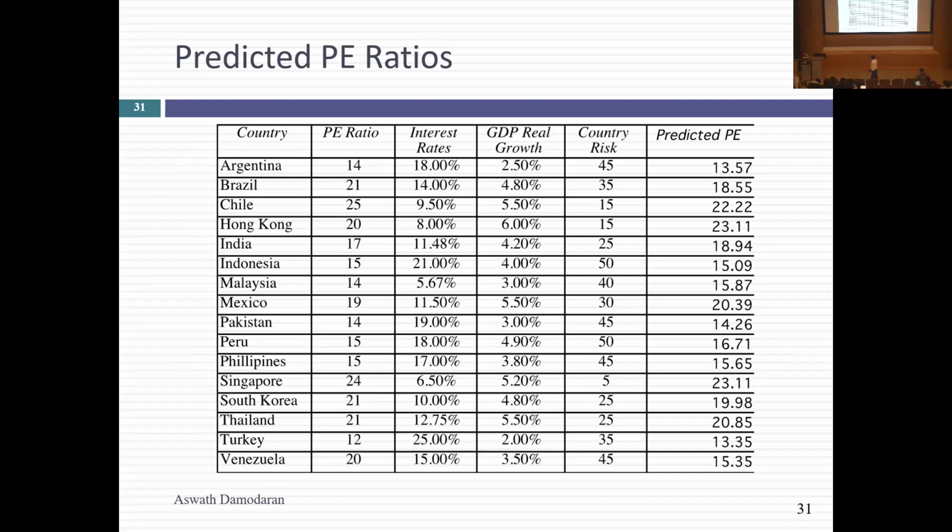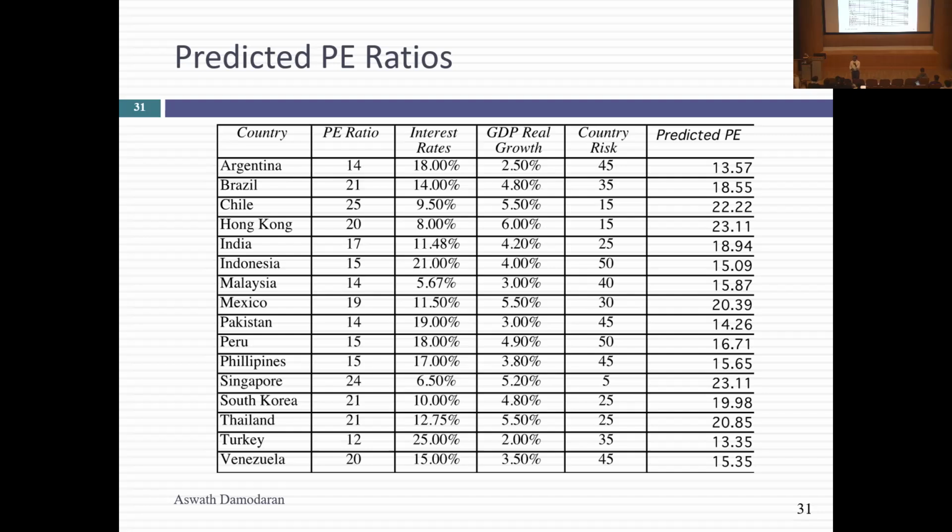So Argentina looked cheap at 14 times earnings. But once I control for the high interest rates and the high risk, I end up with a predicted PE of 13.57. So rather than compare PE ratios across countries, I compare each company's actual PE ratio to what it should be, given its risk, given the interest rates, given the growth in that country.